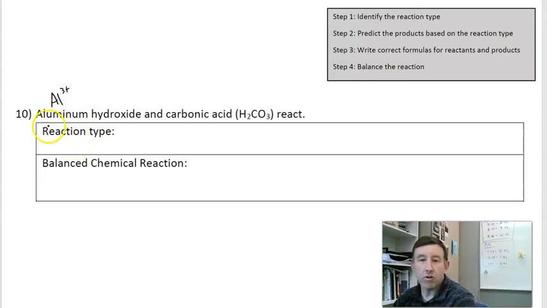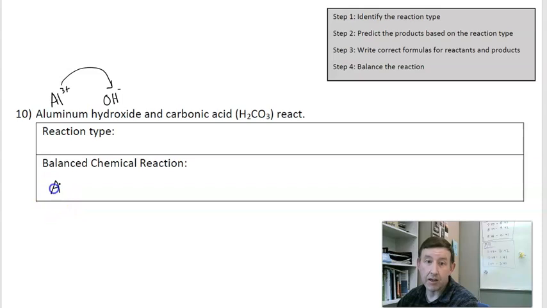Right, Al3+ and hydroxide. This is one of those two polyatomic ions that ends in -ide, but we just got to learn to recognize those. It's not hydrogen. It's not just oxygen. It is OH minus, right? So my formula for aluminum hydroxide, because my charges are not balanced, that means I need 3 hydroxides, 1 aluminum.